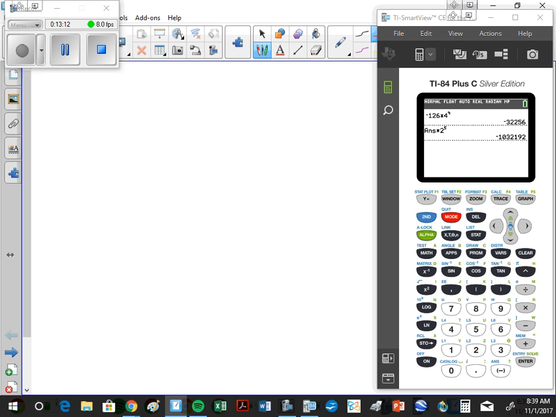Okay. We need to remember that the x value of the vertex is -b over 2a. What if I had the equation y equals 3x squared minus 6x plus 4, and I wanted to find the vertex? How do I find the vertex?